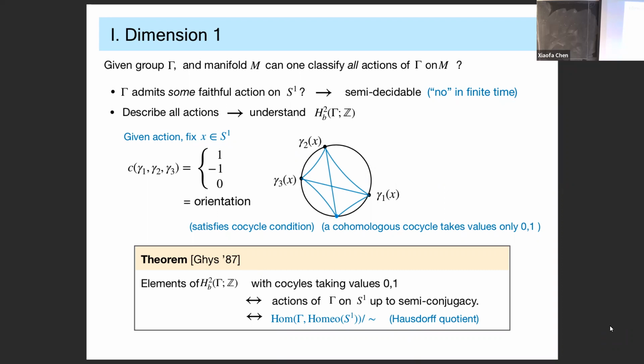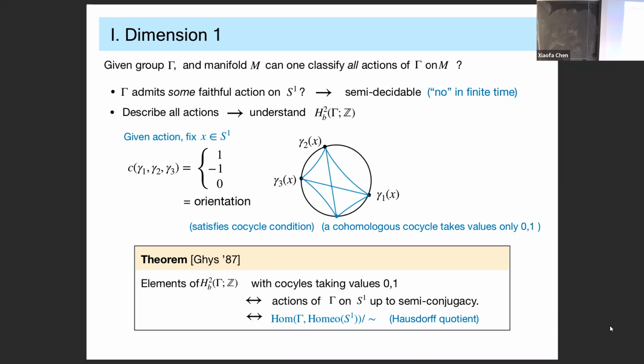This is a question that is undecidable in general, but it's semi-decidable in a very computable sense. Namely, in theory, if you know all of the elements of your group, if you have some good way of describing the group to a computer, there is an algorithm that will run, and if your group has no faithful action on the circle, it will output no in finite time. And if your group does, it'll just keep running forever.